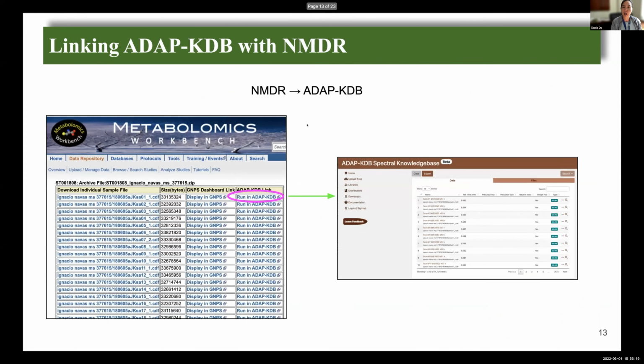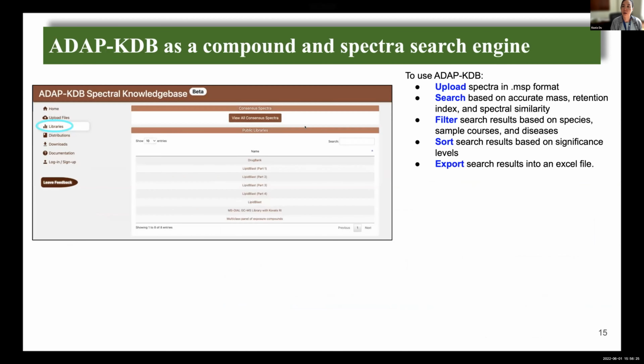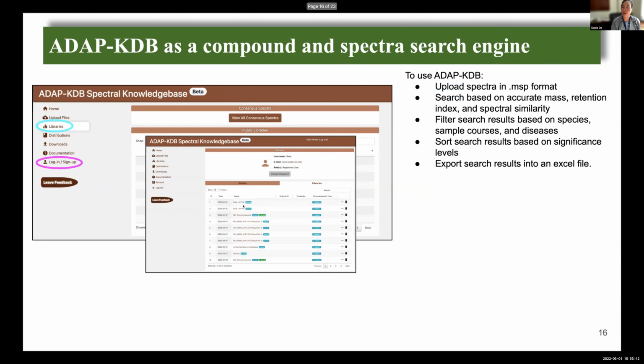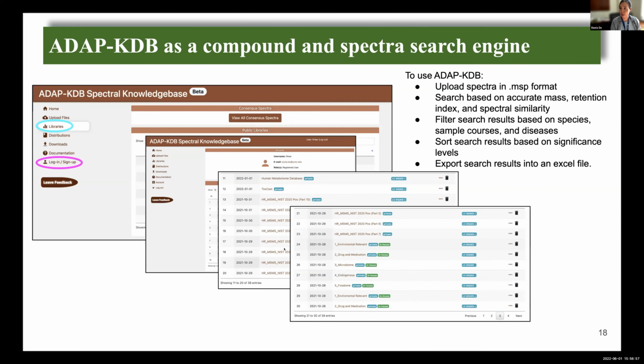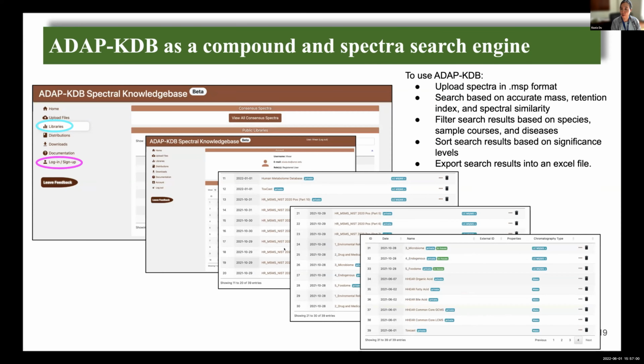Okay, I'll be quick. So we can link the results between ADBKDB and AMDR. So I'm just quickly going through. As we are developing this infrastructure, ADBKDB now has a capability to serve as a spectral search engine. So users could search against not only the consensus spectrum, but also publicly available spectra as well. In addition to that, users could create their own private accounts and put their private libraries into their own account for library search. Here I'm showing the private account for the HERE program. You can see the libraries that are in the private account for HERE for search.